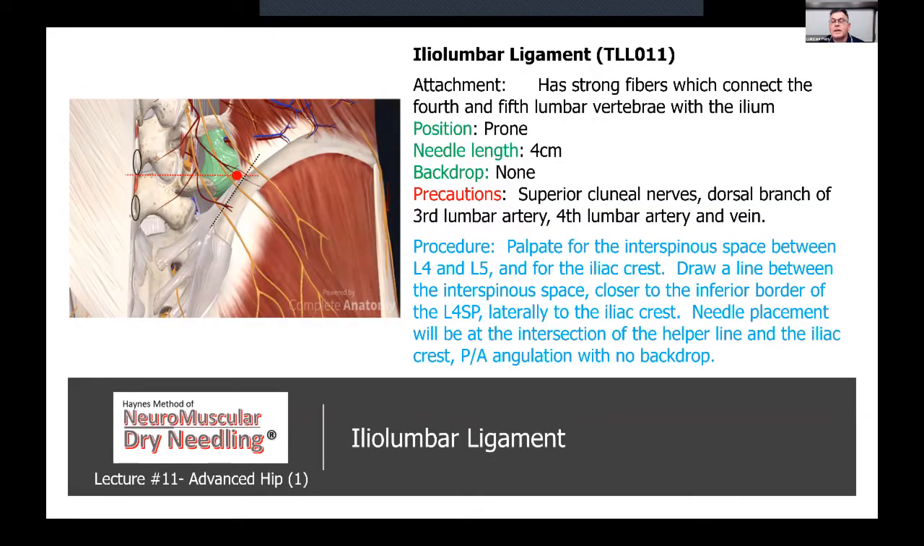Okay, we'll palpate the interspinous space between 4 and 5. And for the iliac crest, we're going to draw a line from the interspinous space, closer to the inferior border of the L4 spinous process, laterally to the iliac crest. Needle placement will be at the intersection of the helper line and the iliac crest, P to A angulation with no backdrop. So if we find the inferior aspect of L4, carry it over to the iliac crest, and just superior to that, we can drop that needle into the iliolumbar ligament.